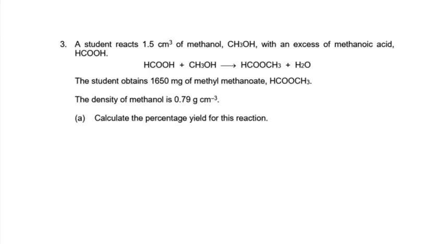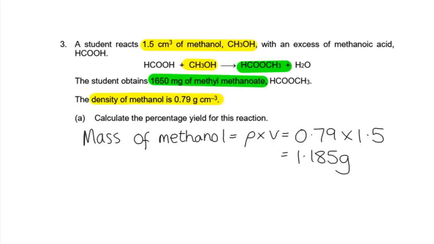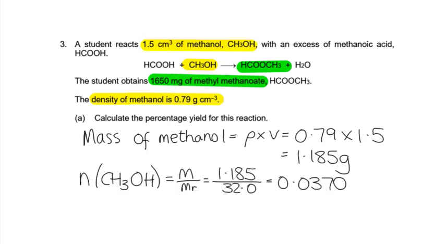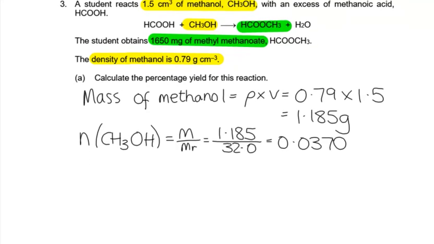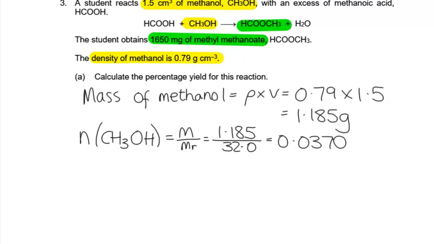So I want you to pause the video now and see if you can work through this example yourself, and then we'll have a look at the steps. The first thing we need to do is use that 1.5 centimetres cubed and the density to work out how many grams of methanol we've got, and then use the Mr of methanol to calculate how many moles of methanol that is. What you need to do now is work out theoretically, using the ratio from the balanced equation, how much methyl methanoate you think you should produce.